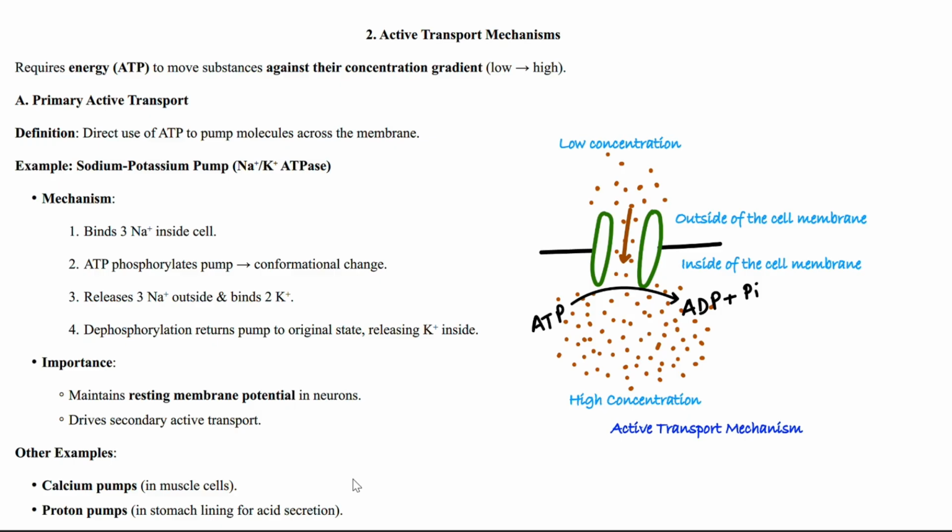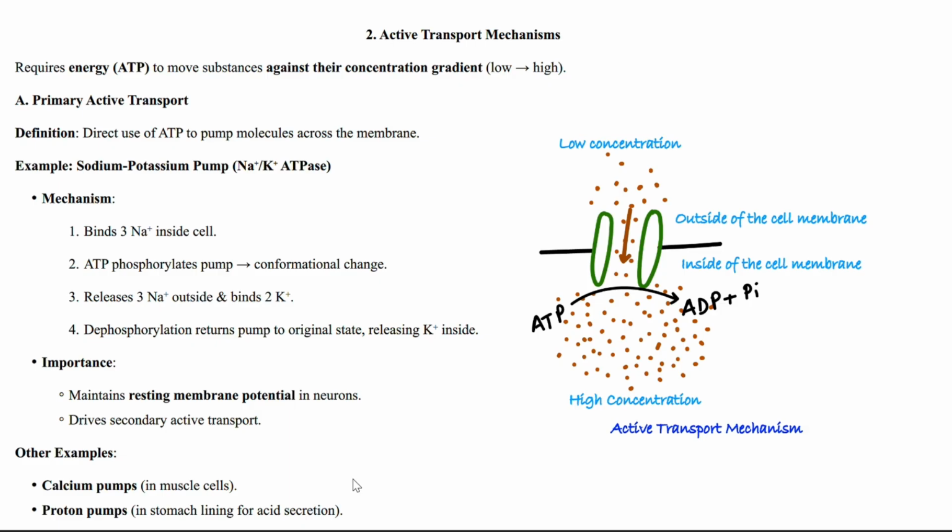Then, using energy from ATP, the pump gets phosphorylated, meaning a phosphate group is added to it. This causes the protein to change shape and release the sodium ions outside the cell. Next, it binds to potassium ions from outside of the cell, and after releasing the phosphate group, a process called dephosphorylation, the pump returns to its original shape and releases the potassium inside the cell. So, in one full cycle, three sodium ions are pumped out and two potassium ions are brought in using one ATP molecule.